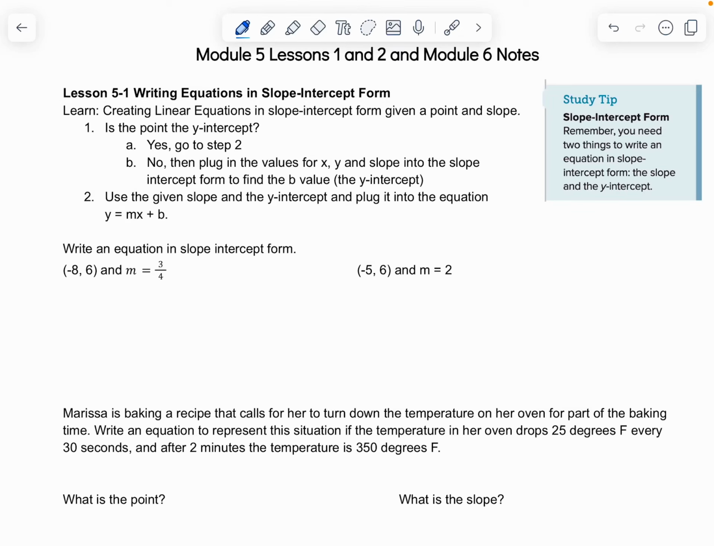Okay, here we go into Module 5, Lessons 1 and 2. Welcome to class. So we've been talking about the slope-intercept form.